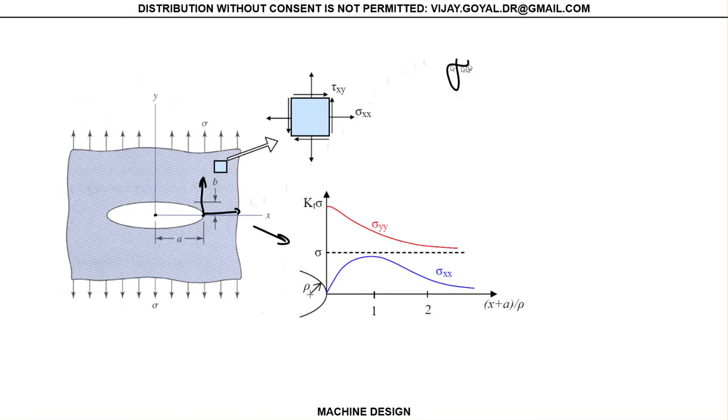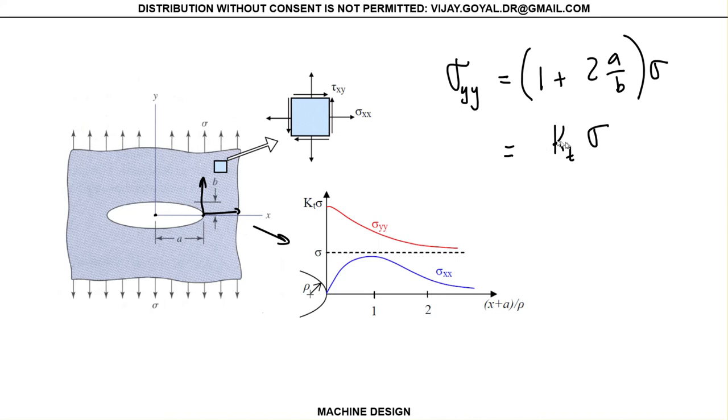If I was going to use your stress concentration factors, you can show that the stress concentration factor at this particular point will look something like this: 1 plus 2 times A over B, times sigma, where A is half of this ellipse and B is half of the width of the ellipse. This is what we learned in our previous topic. These are stress concentration factors.